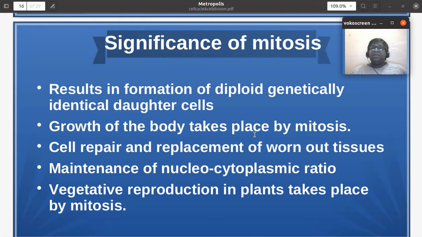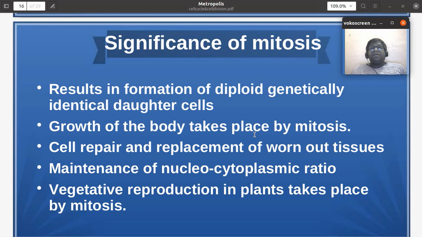Significance of mitosis. Mitosis results in the formation of diploid genetically identical daughter cells. There is no change because there is no gene recombination or crossing over. There is nothing at all happening here. The growth of the body takes place by mitosis. Whenever we say growth, we mean cell division, cell enlargement, and cell maturation. All three stages are involved in growth. Growth is an irreversible increase in size or mass of an organism with respect to time. So growth of the body takes place by mitotic cell division.